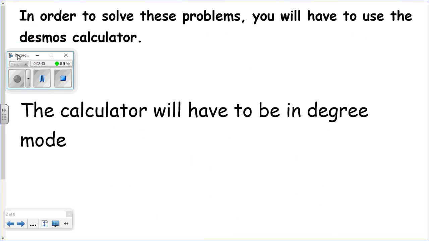All right, so in order to solve these problems, you will have to use the Desmos calculator. We have to make sure that the calculator is in degree mode. So I want everybody to take a second and open up the Desmos calculator in another window so you can practice putting this calculator in degree mode. Because if you don't put it in degree mode, which is not its standard setting, you always get the answer incorrect. Okay, so take a second, open up Desmos, and do a split screen.